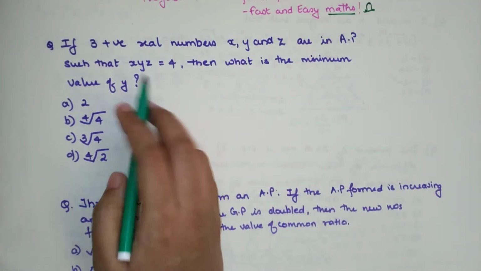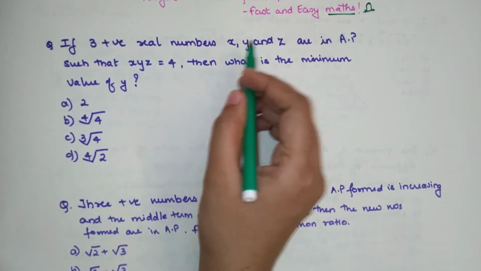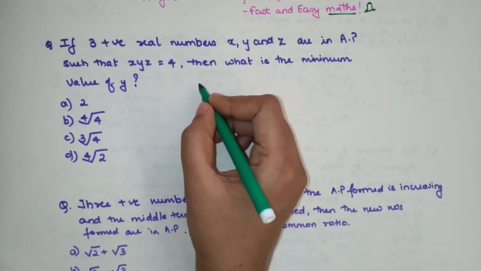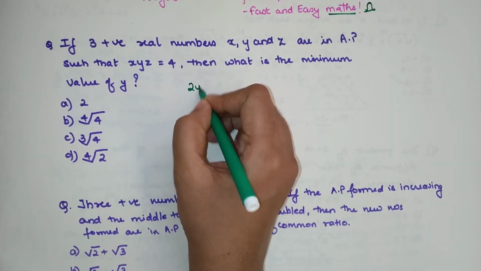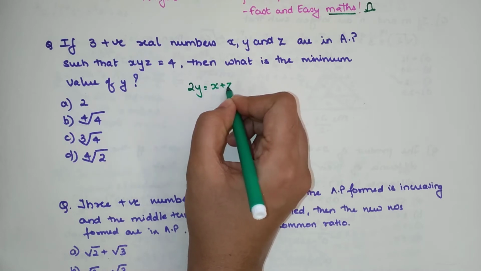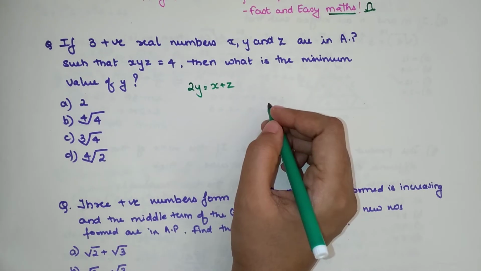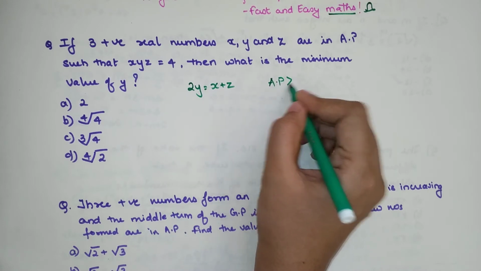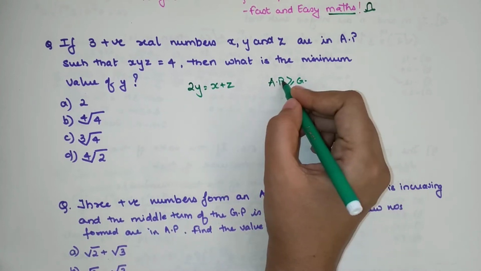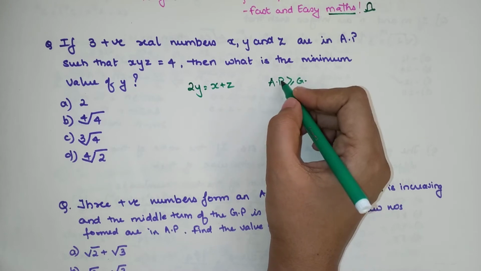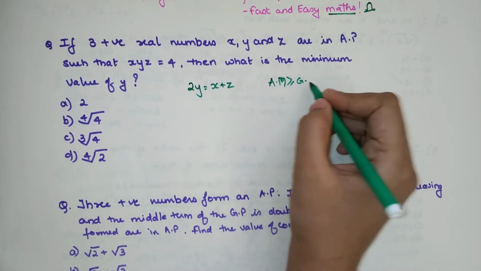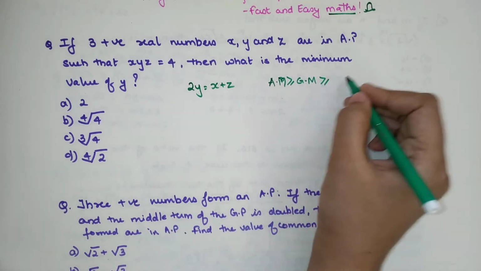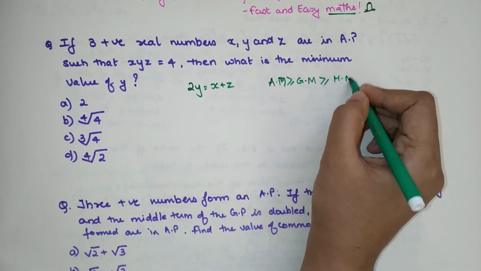Now let's talk about this question. They are saying that x, y, and z are in AP. So we can say that 2y is equal to x plus z. This is the first thing which we know. And since it is in AP, we always know the arithmetic mean will always be greater than or equal to the geometric mean, which will always be greater than or equal to the harmonic mean.